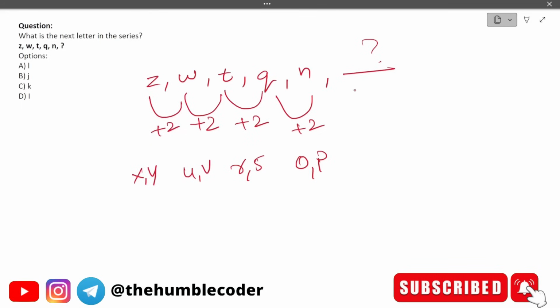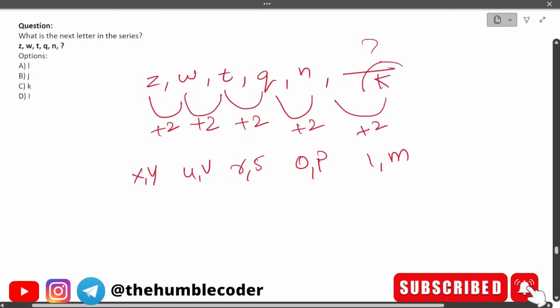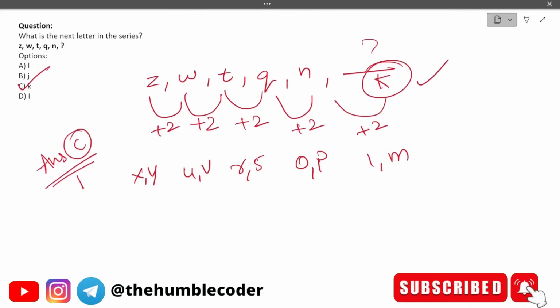Okay, so now what will come here? Before N what comes? You have to understand K and then plus 2 which is L, M and then N will come. So the term which will come here will be K. Let's see if we have that option. Yes, we have K as the option. So the correct answer for this question is going to be option number C, which is K.